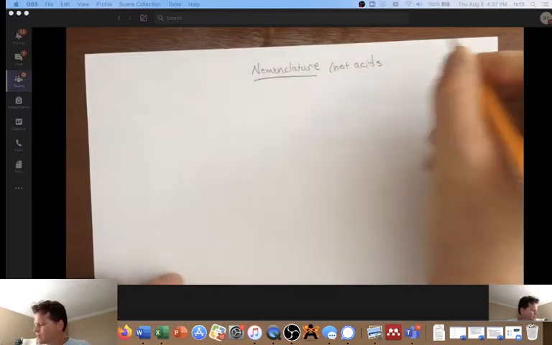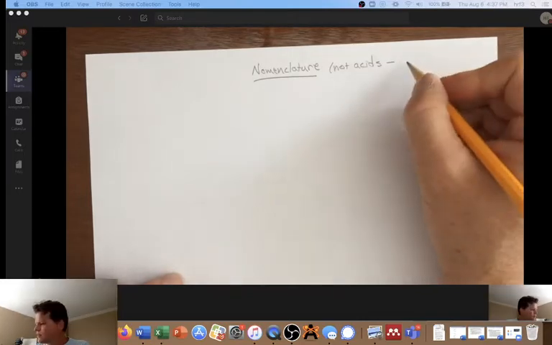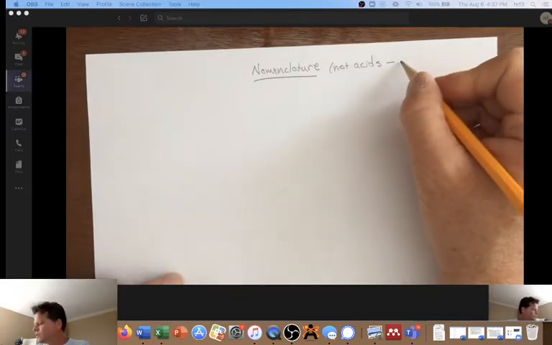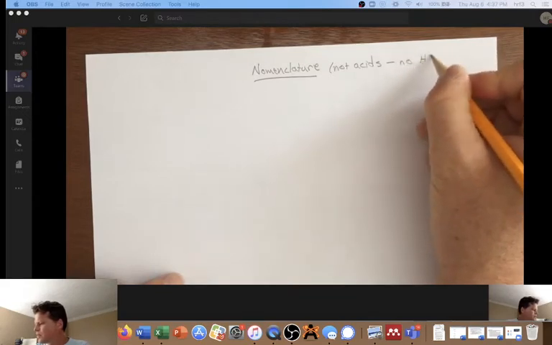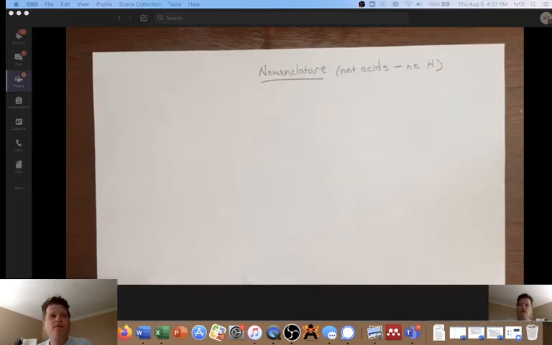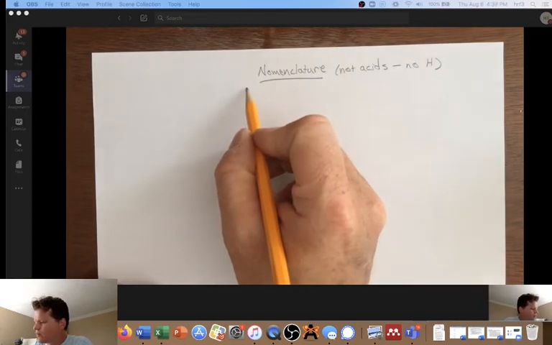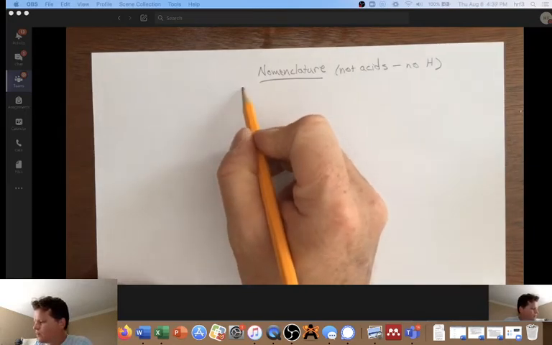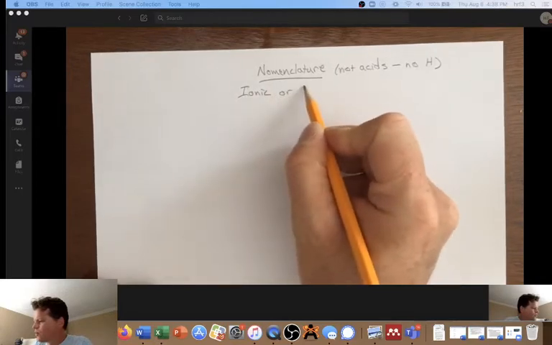So not acids, and we haven't gone into what an acid is, but this is usually going to be there's no hydrogen in the not acids. And we'll talk a little bit more about that later. But okay, so the first thing we have to figure out if we're going to name a compound is, is it ionic or covalent?